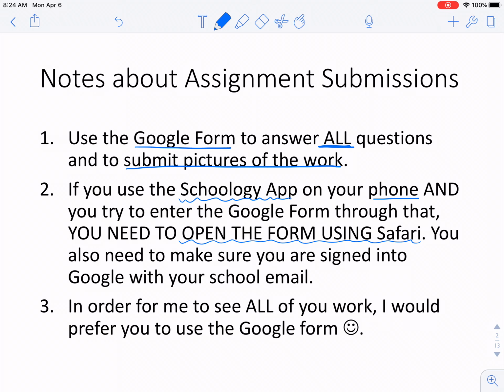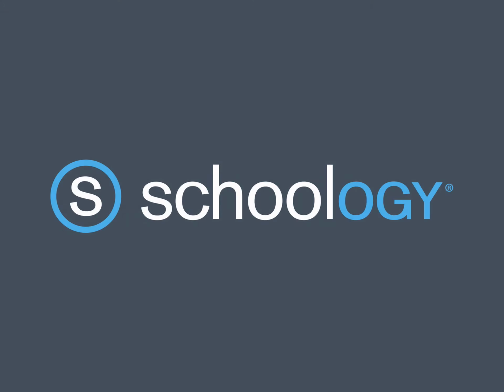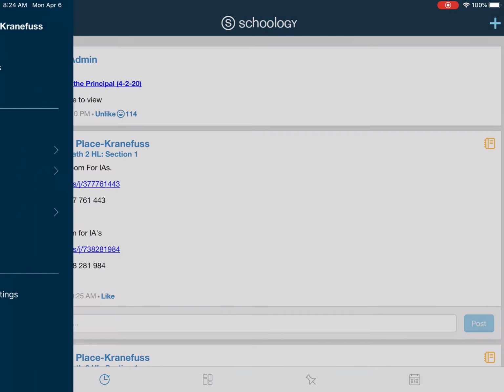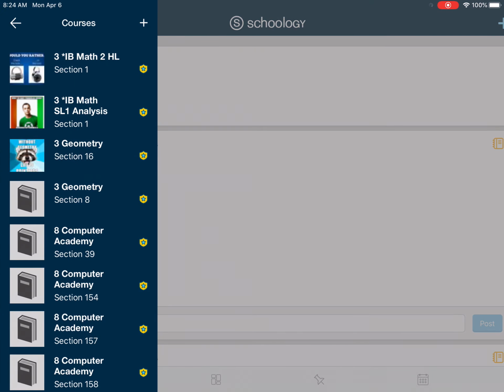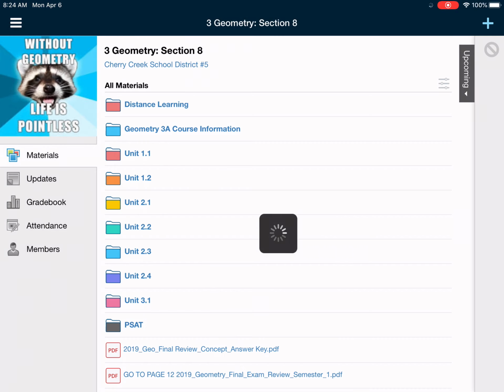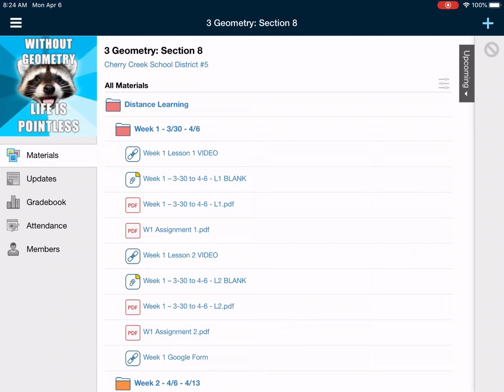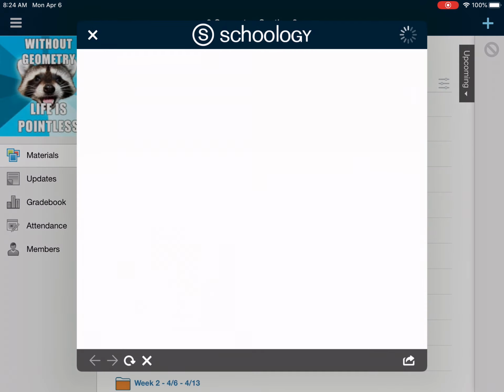But in order to upload pictures, what I found is you have to actually use the little button that exists in the Google form. So real quick, Schoology app, iPad. So hopefully it will work the same way. All right, so courses. Notice I linked all your geometry courses together. Distance learning. Yes, I have more folders. So here's the Google form.